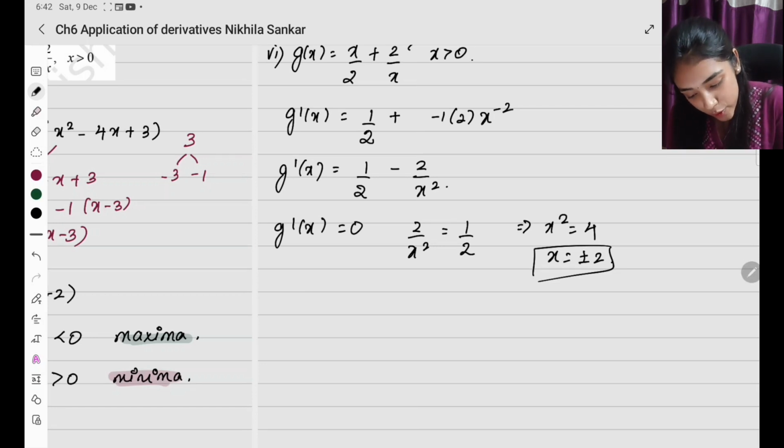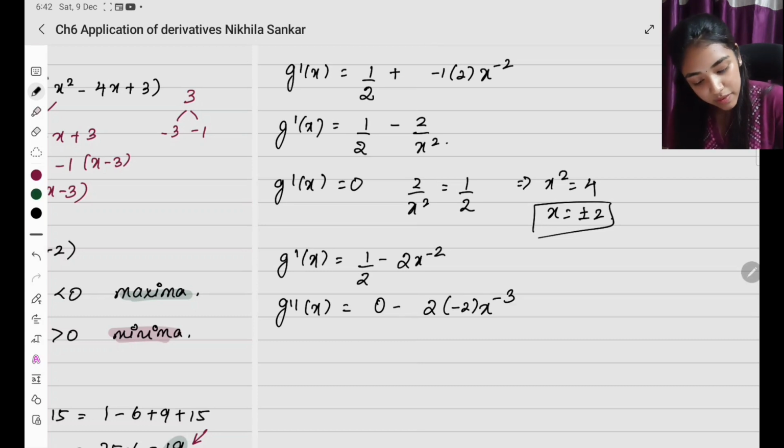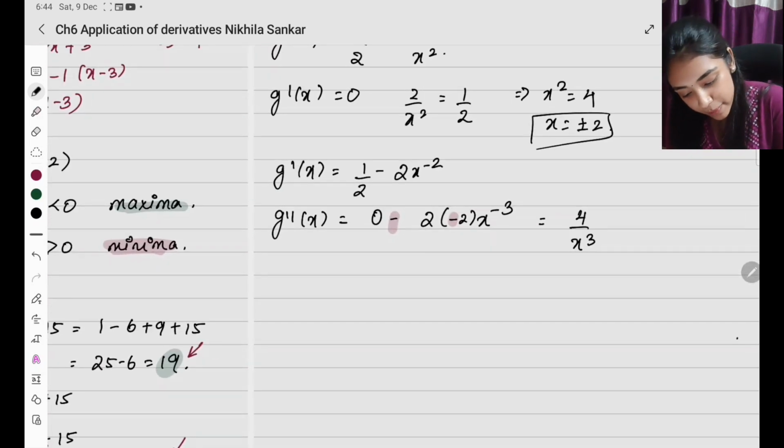Now I'll write g dash of x equals half minus 2 into x to the power minus 2. I have to find my second derivative. So this is going to be 0 minus 2 times, the 2 comes down, x to the power minus 3. The power gets reduced. So this is going to be on the minus plus side, so I'll be left with 4 divided by x cube. So I found out my g double dash. Now what are we going to do to check?